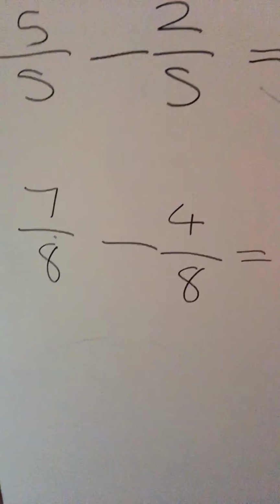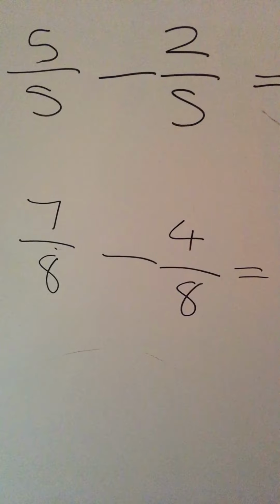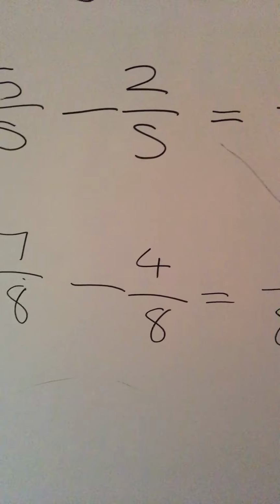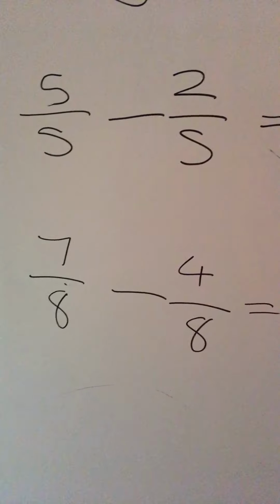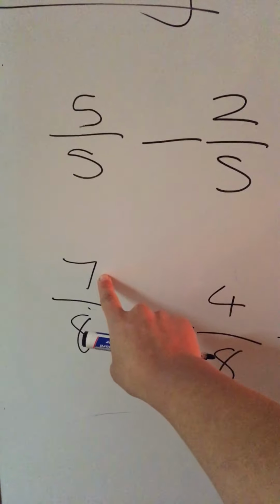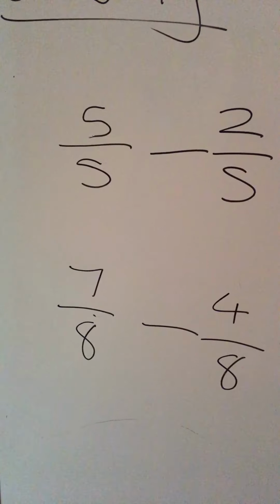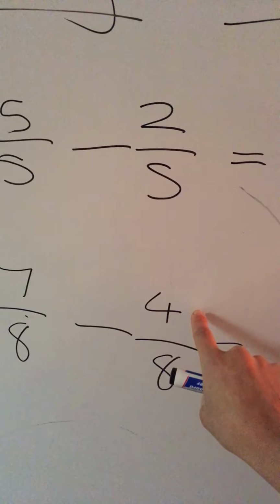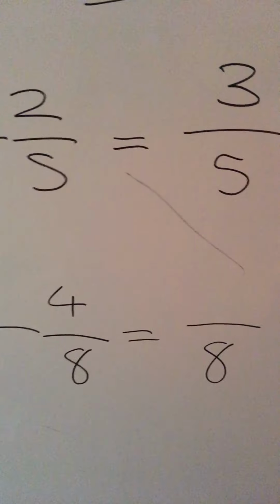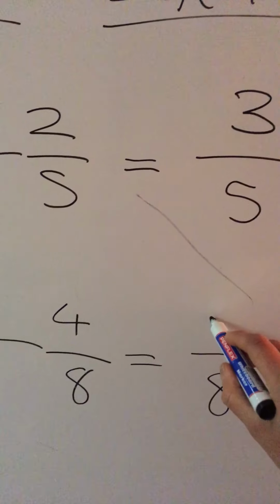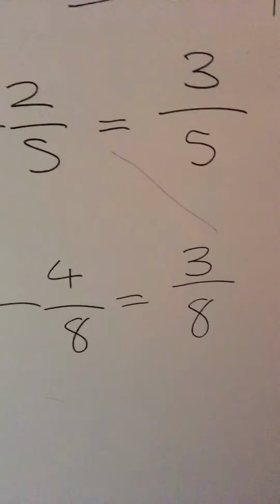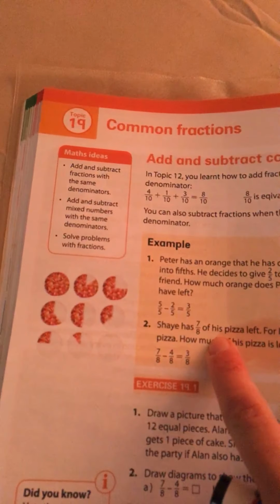The original pizza had 8 pieces. We're only eating fractions. Those 8 pieces were just transformed to something else. He had 7 left, so someone probably ate the other one. I don't know who. And he's eating another 4, and that means 7 minus 4 is 3. He has 3 pieces of his pizza left. Okay, so that's not too bad. We know how to do that now.